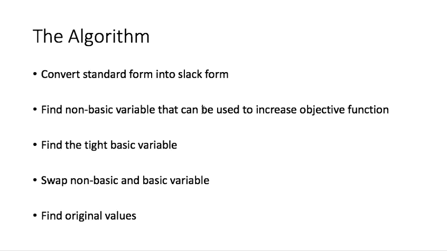Anyway, the algorithm itself. Convert standard form to slack form, we've done that. Find a non-basic variable that can be used to increase the objective function. We're going to do that. Find the basic variable, swap the non-basic and basic variable, find the original values. Don't worry if this doesn't make sense straight away. It will make sense after we do this first example.